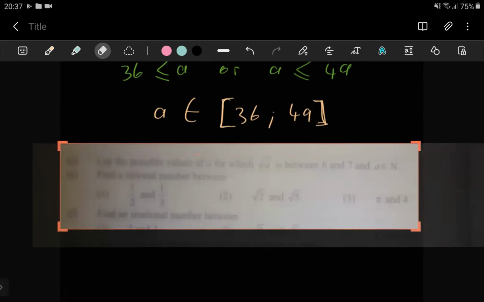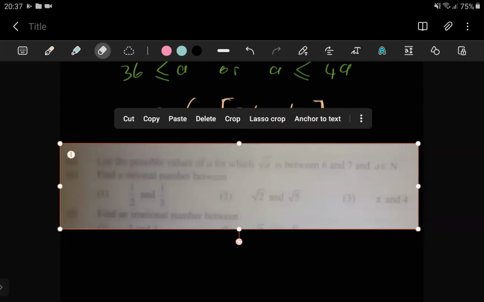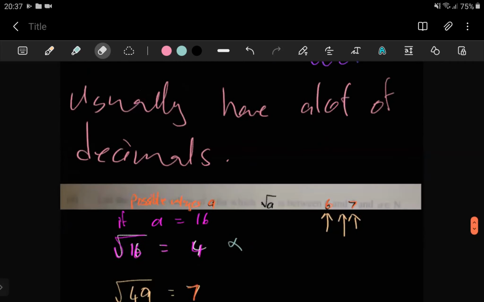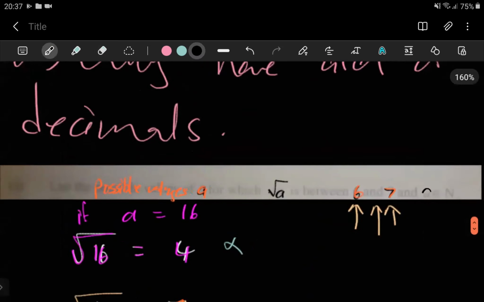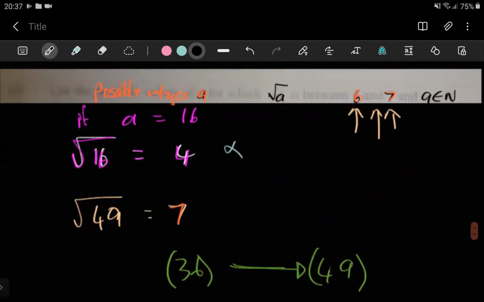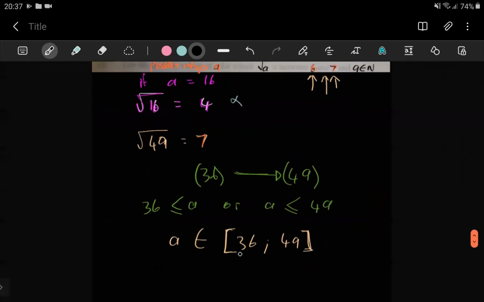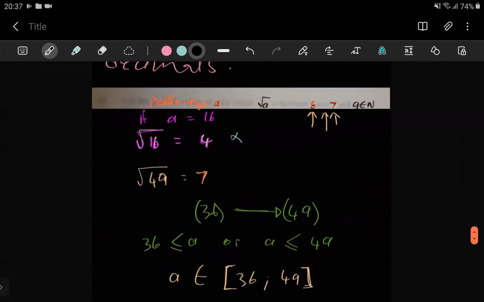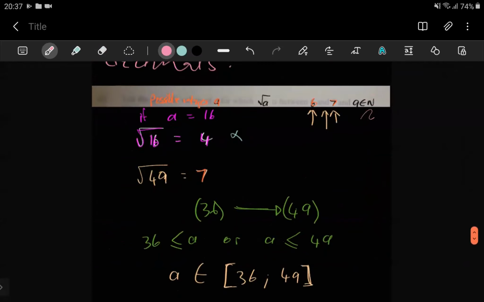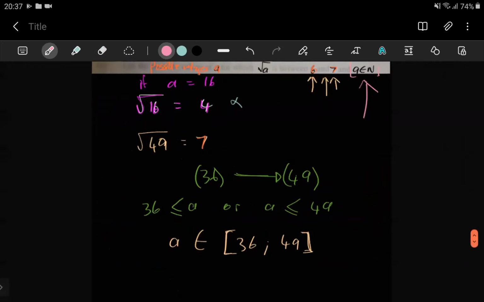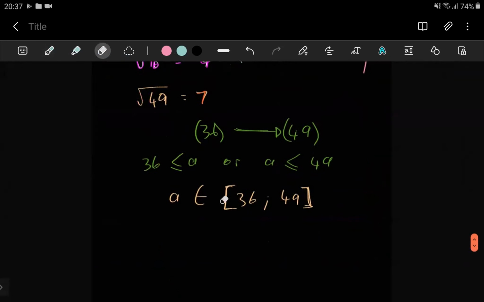Oh, dang it. We have to go back to what we just did, because here they specifically said a is an element of N. So this is going to restrict our answers, because now we actually do have to list those numbers. This is saying everything between 36 and 49, but our question only wants us to mention natural numbers, which are only complete values.